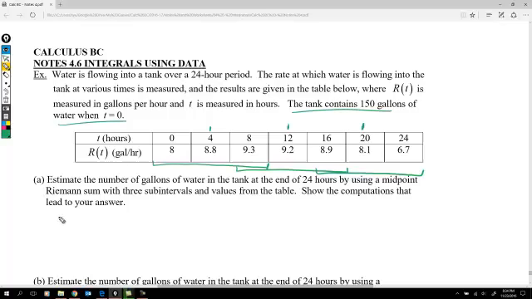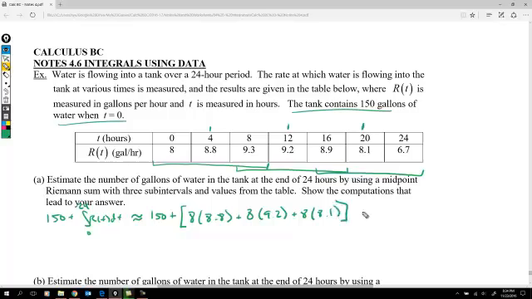Okay, so the amount of water that I have would be 150 plus the integral from 0 to 24 of whatever my rate is, right? But I don't have that function. I can't take this integral, so I can approximate it by using a Riemann sum. So 150 plus, and first they want me to do a midpoint, so my delta x is still 8, but I'm using the y value for my midpoint, so 8.8. My delta x is again 8, and then 9.2, 8, and then 8.1. Right, so add all that up, we get 358.8 gallons of water.